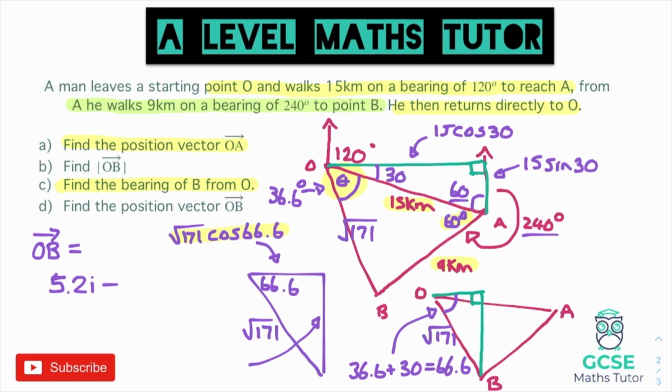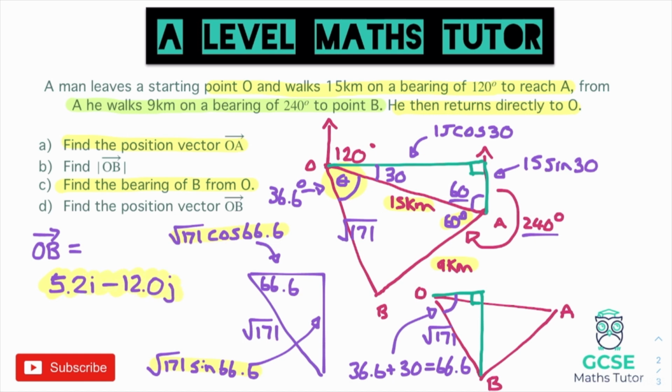So for sine for that one, we can use root 171 sine of the angle, so 66.6. And if we type that into our calculator, root 171, and all I'm going to do is get rid of cos, replace it with sine, and press equals, and we get 12.00. So for that one there, we'll just write this in, so that would be 12.0 to 1 decimal place, and that would go with our j. So there is our answer, 5.2i minus 12.0j.